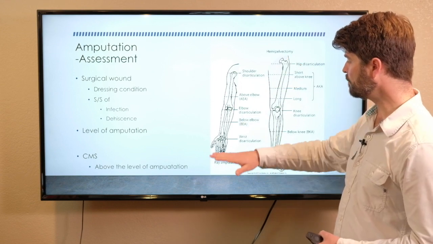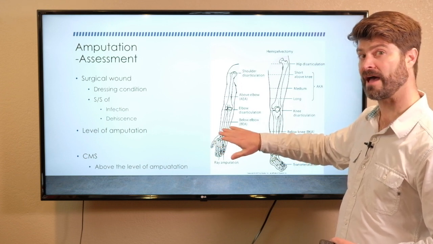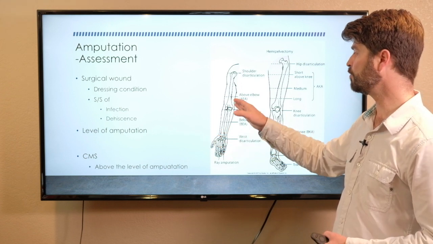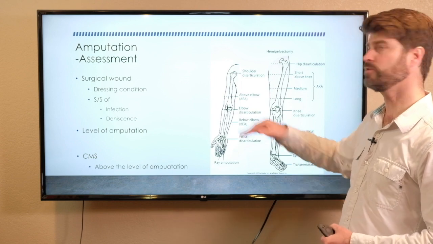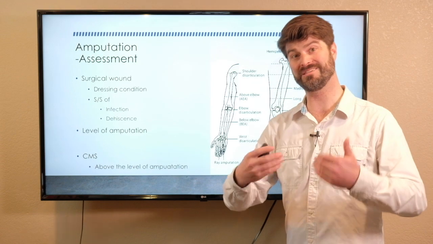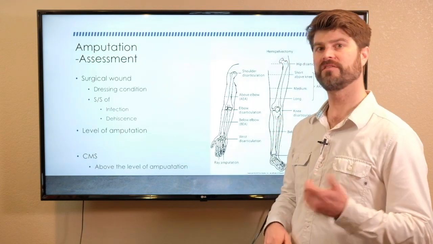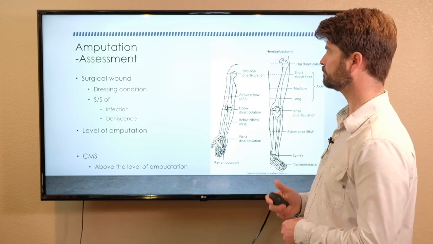Same thing with the arm. If they've got a wrist, we may or may not still have a radial pulse, but we will still have a brachial. So we just need to keep working up the body to make sure that we're palpating the most distal possible pulse given the level of amputation that that patient has.